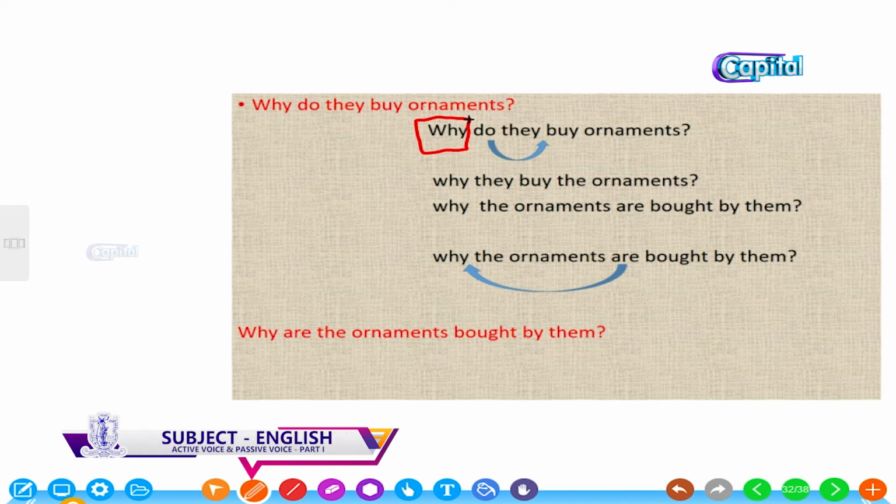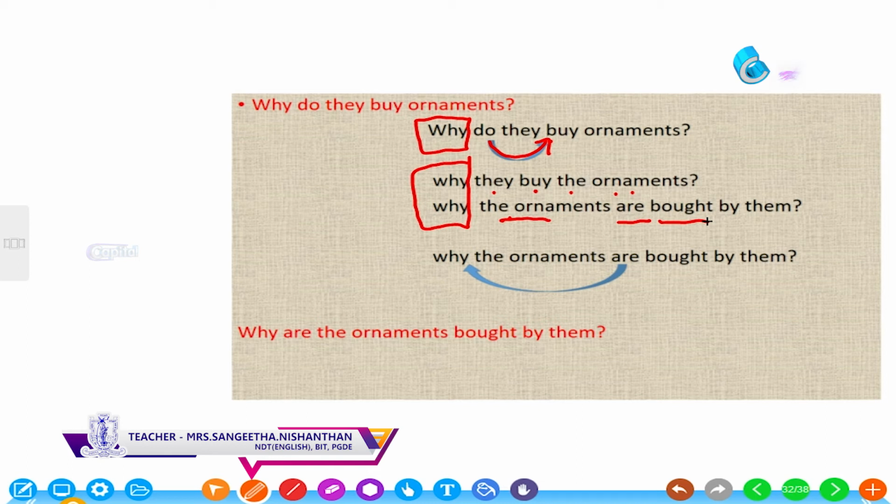Why do they buy ornaments? So, the do accompanies with buy, it goes after the subject. So, the why remains at the same place, and they buy the ornaments. Who? They. What do they do? Buy, it is the verb. What do they buy? The ornaments, it is the object. So, bring the object to the beginning after the WH, the ornaments, plural and simple present tense. So, the be verb are plus past participle of the main verb bought. By, they is changed as them.